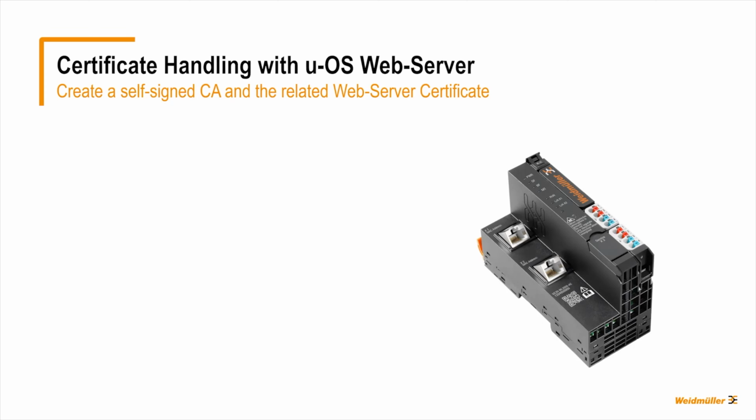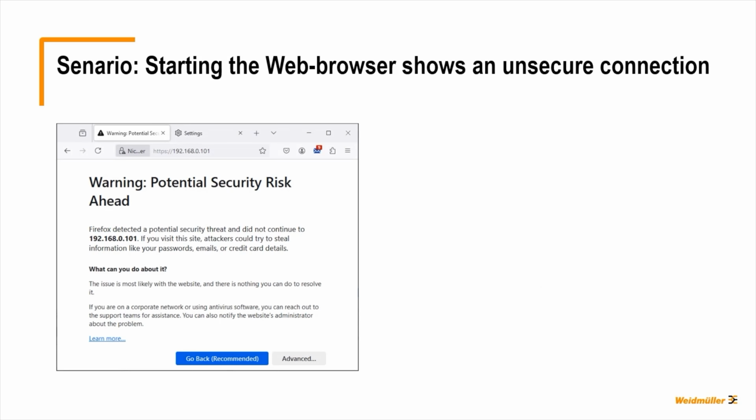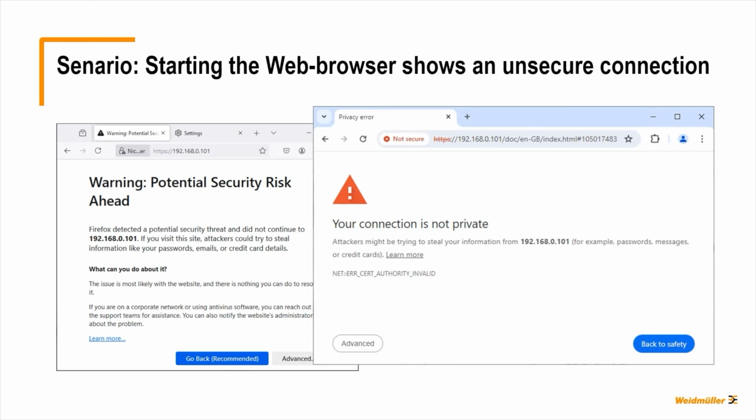In this video, you will learn how to create self-signed certificates for UOS. You need the XCA tool or an equivalent tool to create these certificates. The typical scenario is that when you start a browser to access UOS, you might see a warning stating that the connection is unsecure.